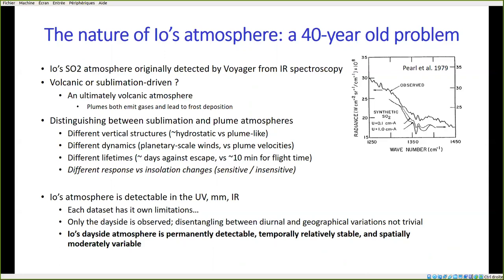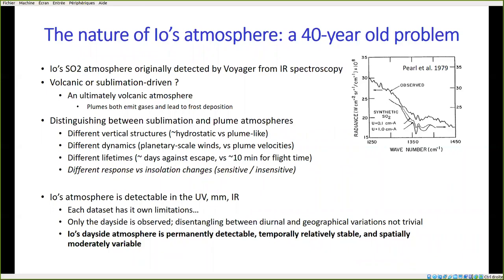Ultimately, of course, Io's atmosphere is of volcanic origin, since the frosts are deposited by condensing material that falls from the plumes. But I think that the question of the main immediate source of Io's atmosphere is not a vain question, because in fact, volcanic atmospheres and sublimation atmospheres can be fundamentally different in terms of their vertical structure, their dynamics, their lifetime, and their response to insolation changes.